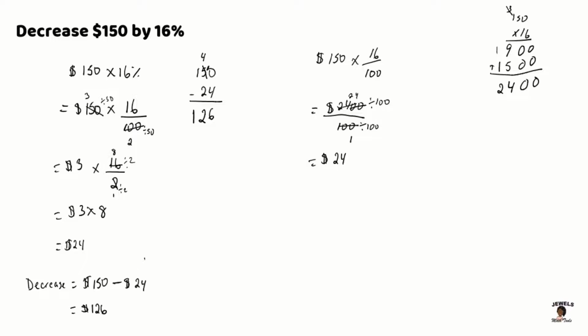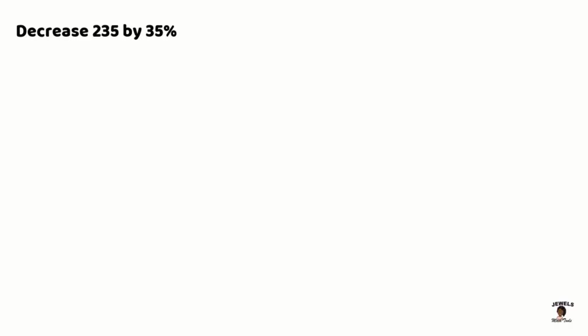So let's try another example. You can feel free at this point to pause the video, calculate your decrease in your price when $235 is being reduced by 35%, and then when you're ready, unpause the video and work along with me.